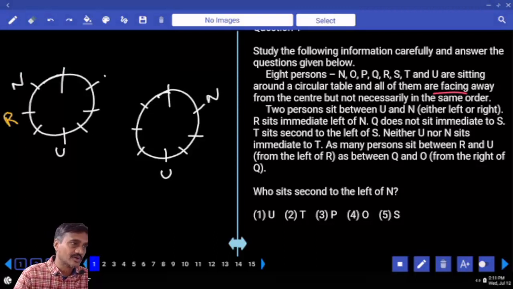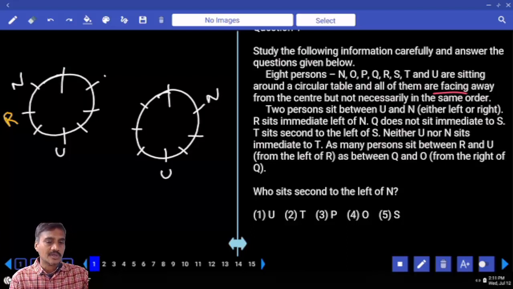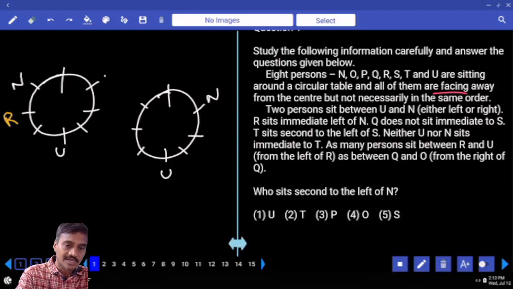R sits to the immediate left. And then as these persons are away from the center, left is anti-clockwise, right is clockwise. Hence R must be at this place. R is to the immediate left of N.